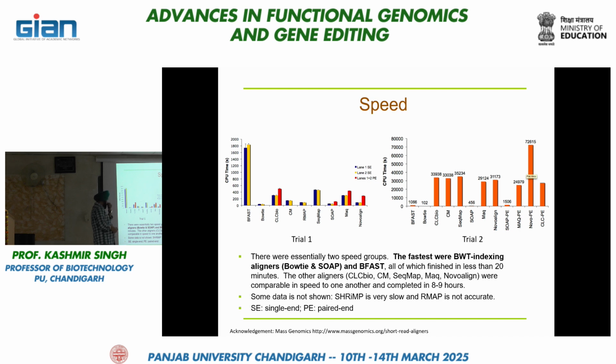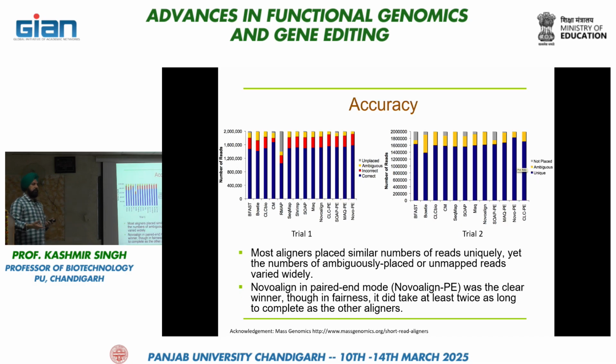Bowtie and SOAP are the fastest ones. That's why I said Bowtie and SOAP are most commonly used, because they are fast, and they should be accurate also. So you have to check the accuracy, not only speed. Sometimes in the case of speed, you miss some good alignments. So the program should be fast as well as accurate. Many of them are fast and also accurate.